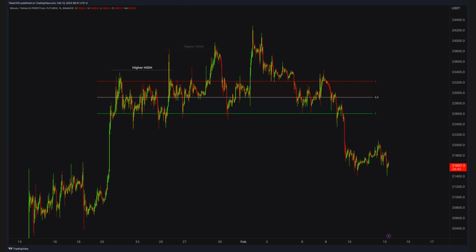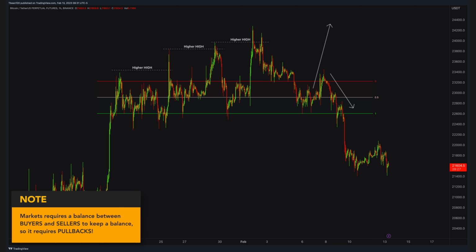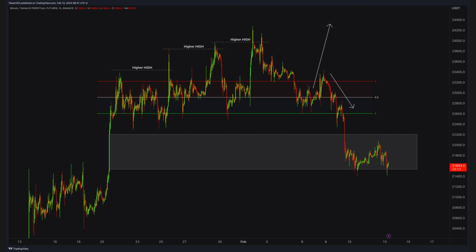Price kept making higher highs, as you know. However, after the last higher high, the momentum slowed down. Every asset in the world has momentum, and each momentum has an expiration date. Why? Because every asset needs buyers and sellers, an optimal balance. Nothing goes up straight forever. It needs to pull back at some point. As you can see, price pulled back to this large imbalance and reacted to this support and resistance flip area.